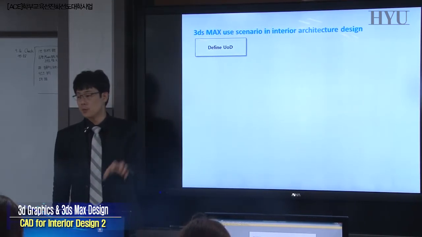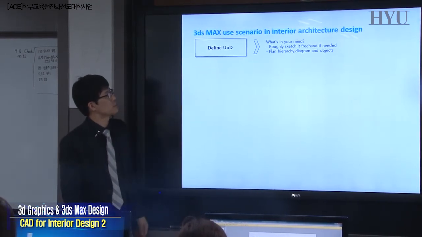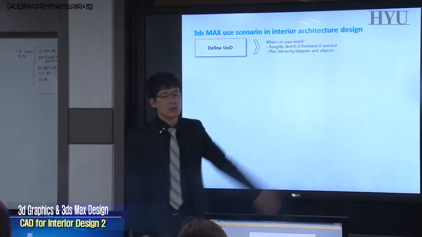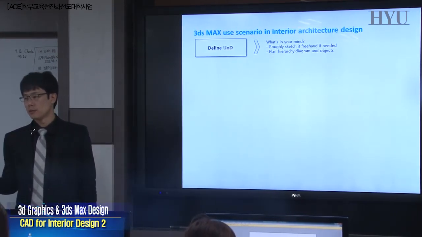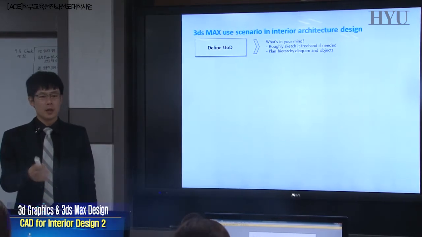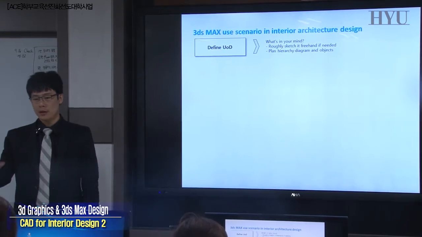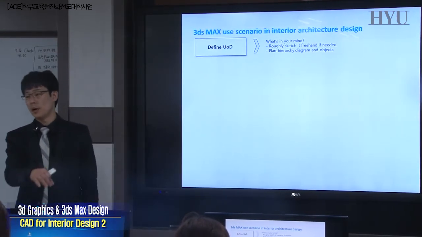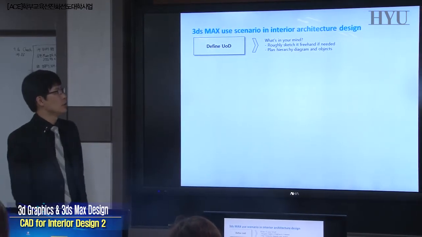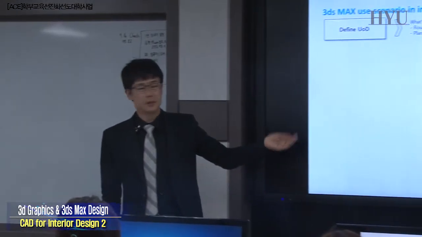Very simplified, small universe. Define your UOD first. What's in your mind? If you don't know, roughly sketch it by freehand, so that you can determine, okay, I don't need a box, I need only a single plane and a cube, cylinder, that's it. A teapot, something like that. You should determine what kind of objects, geometry you need.